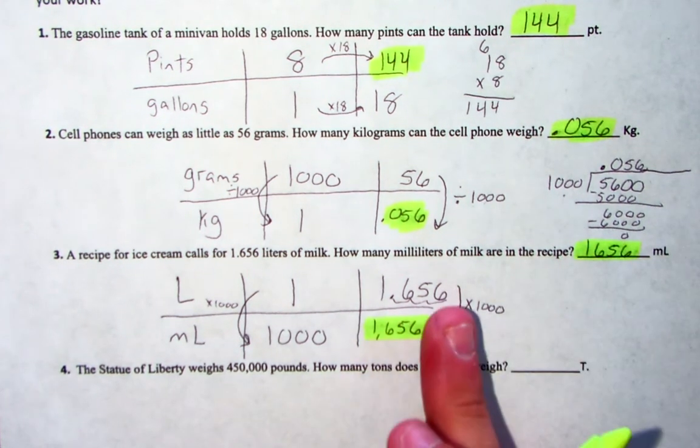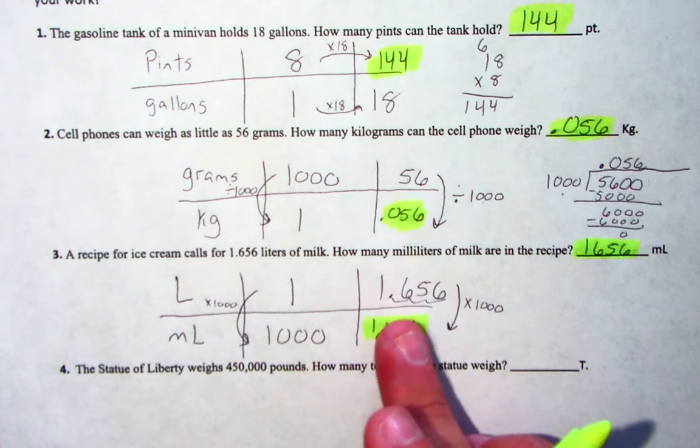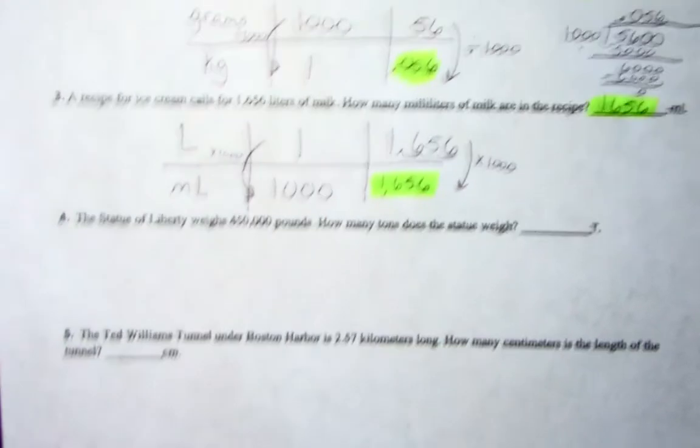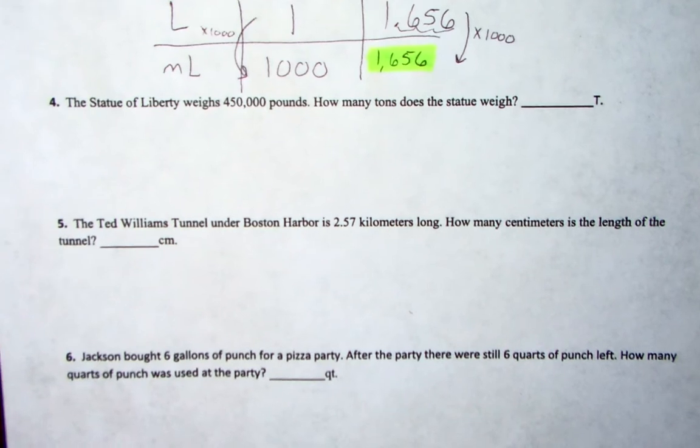Again, some of y'all don't know how to move over the decimal. Then you can just straight up multiply 1.656 times 1,000. You'll get the same answer. It's the same thing. Oh, look at the Statue of Liberty problem. It's the same thing we already saw. Hint, hint. You might see it on your test.